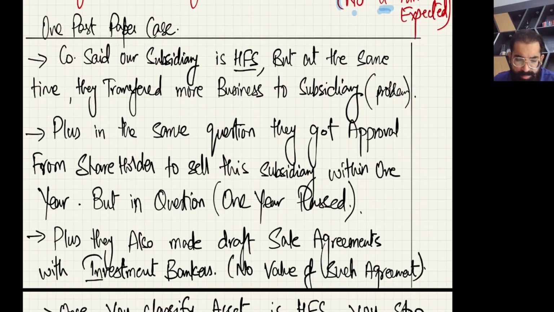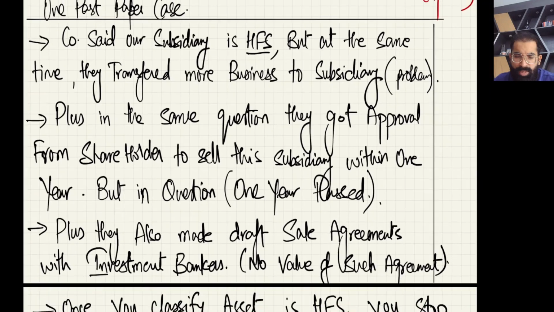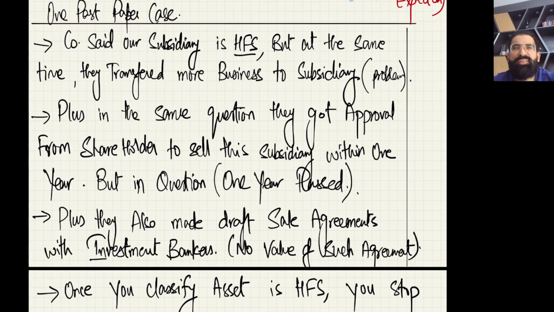Now discussing some old past papers with you guys. This was the practical case that came in the past paper. A company said our subsidiary is held for sale, but at the same time they transferred more businesses to the subsidiary. This is a very famous question. I think it came in some 2024 past paper. I saw that in the 2024 past papers.